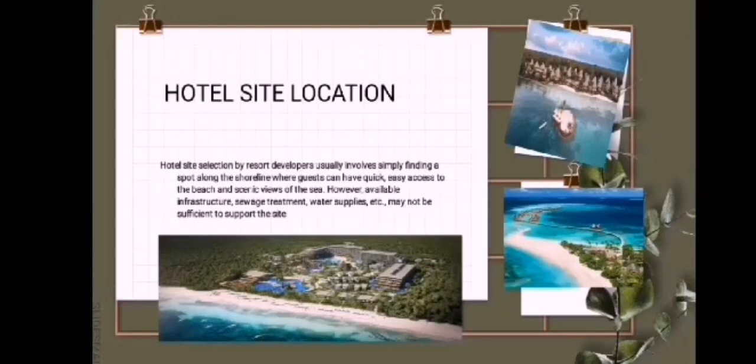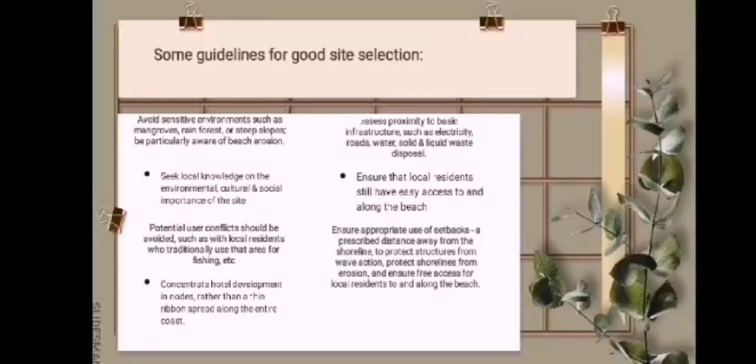As you can see in the picture, these are some examples of hotels near the coastal area. However, available infrastructure, sewage treatment, water supplies, etc. might not be sufficient to support the site. So there are some guidelines for good site selection. First is to avoid sensitive environments such as mangroves, rainforests, or steep slopes, and be particularly aware of beach erosion, which will be tackled more in the next few slides.